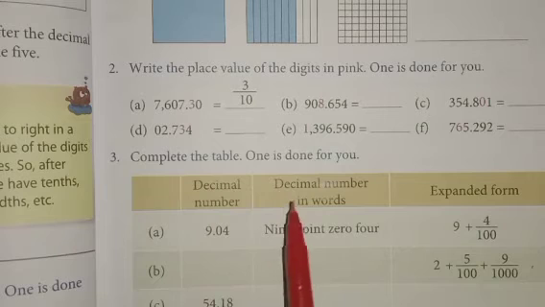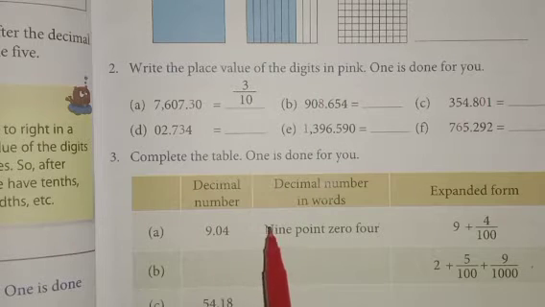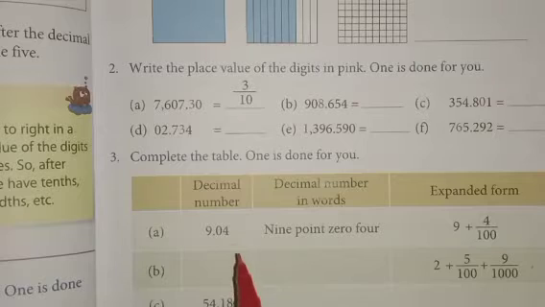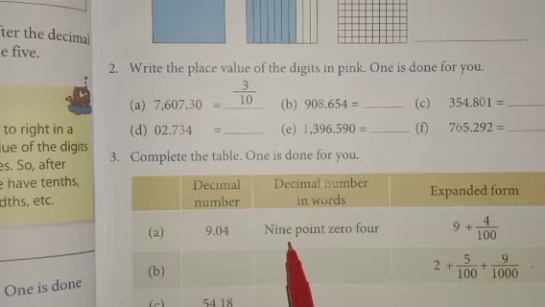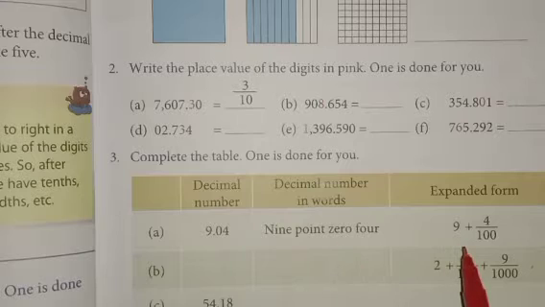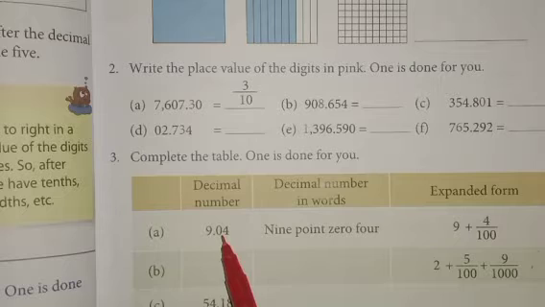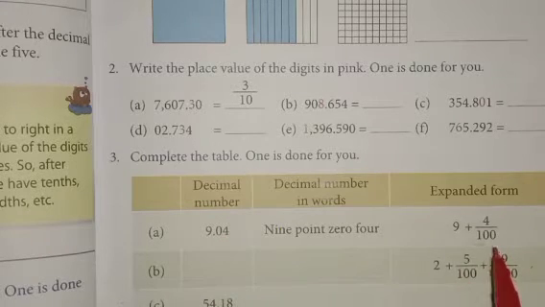Next, complete the table. One is done for you. That is a decimal number in words and expanded form. So here 9.04. We can write the expanded form as 9 plus. So here 0 by 10 is 0, so no need to write that 0. Then 4 by 100. Next here 2 plus 5 by 100 plus 9 by 1000.